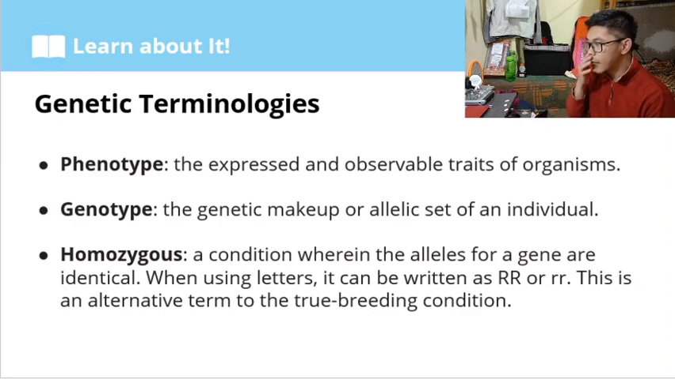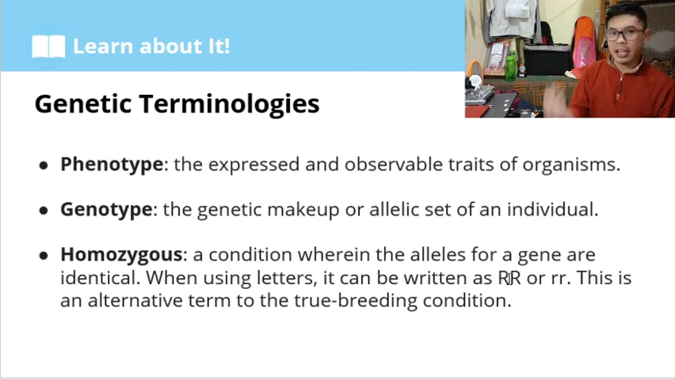Alright, so we talk about your homozygous, a condition wherein alleles for a gene are identical. Using letters, it can be written like dalawang capital na R or dalawang small letter r. This is an alternative term of the true breeding condition. Alright, homozygous, from the word homo, which means the same. So, whenever we write later on mga alleles, alleles are pairs. When you talk about pairs, dalawa. Whenever we're going to represent an allele, we use letters. In this case, pwede gumamit tayo ng letter R. So, yung letter R na yon may indicate something.